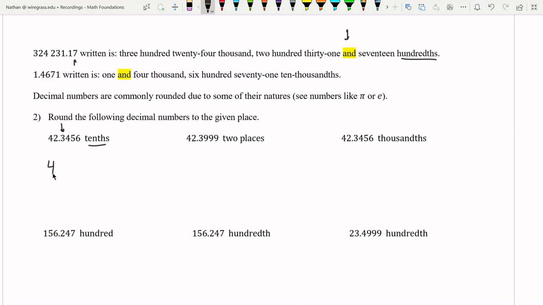So it's just going to be 42.3. And when you're rounding with decimal numbers, you're going to drop the remaining digits. You're not going to replace them with zeros like we did when you're rounding with whole numbers. We're just going to drop the rest of the places and ignore them.